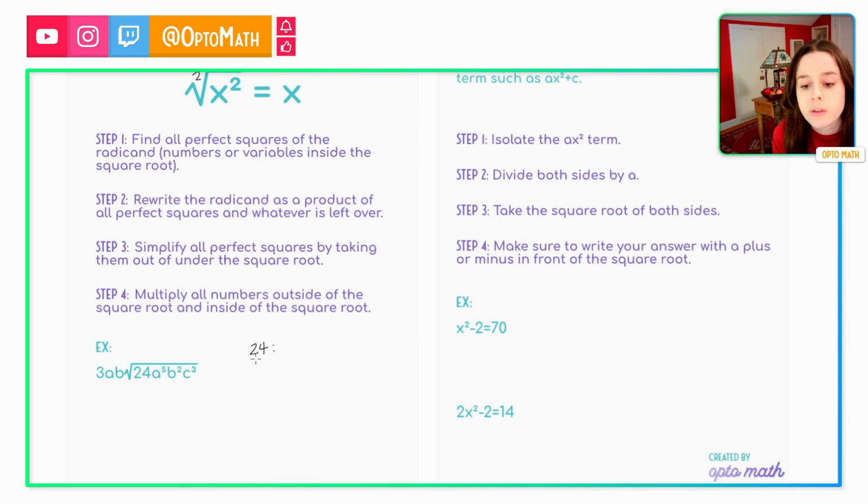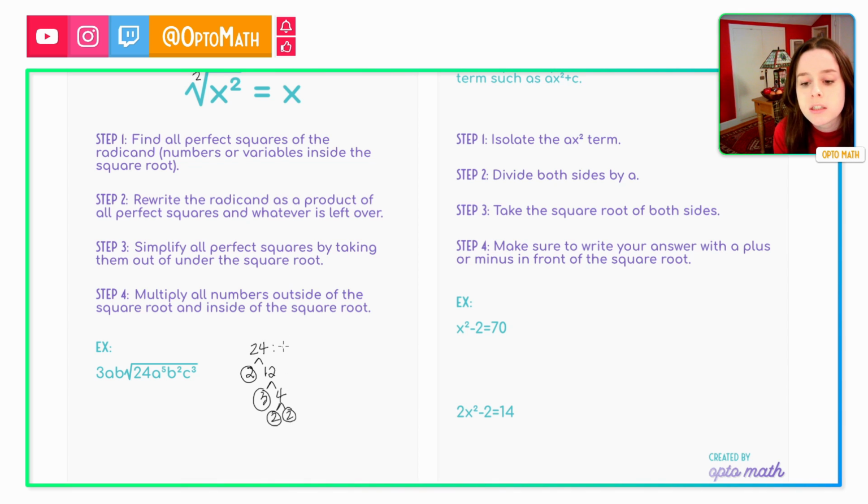One way to do that is to make a factor tree. 24 could be 2 and 12, and 2's prime, so I'll circle it. Then 12 could be broken into 3 and 4, and 3's prime, and 4 is a perfect square. If you already noticed that, you wouldn't have to continue your factor tree, but you could. Let's go ahead and do it. We'll do 2 and 2, and those are prime.